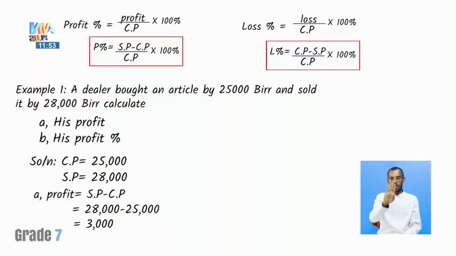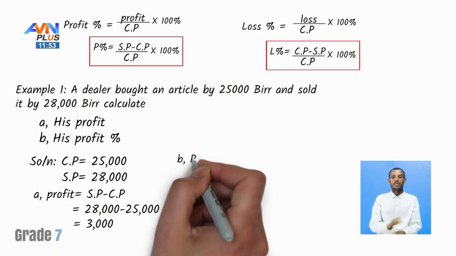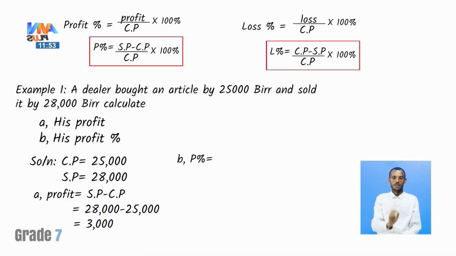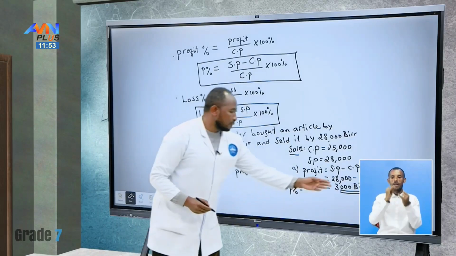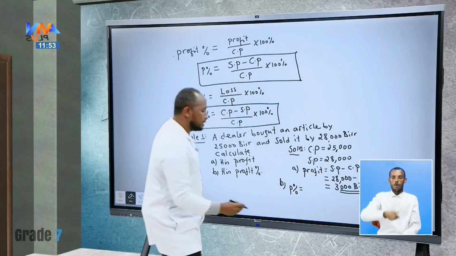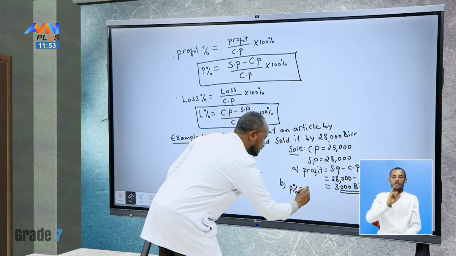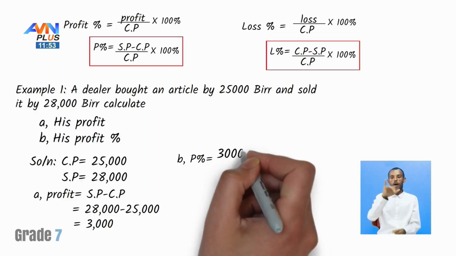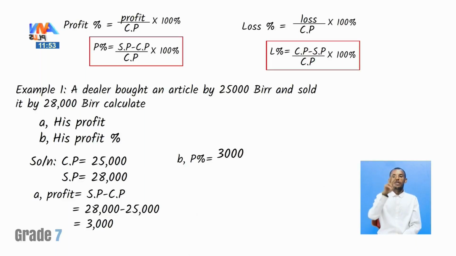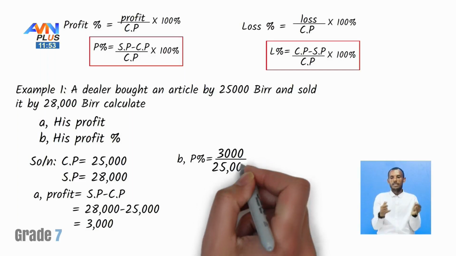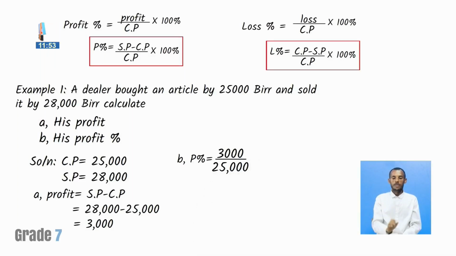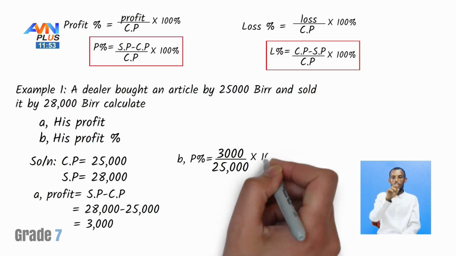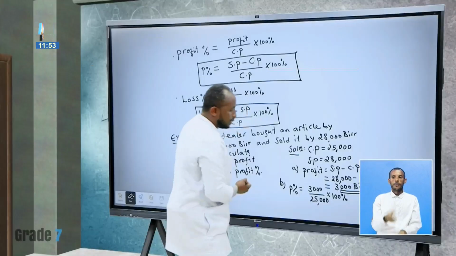Now, the second question is, convert his profit in terms of percent, or calculate his profit percent. Therefore, to calculate the profit percent, you divide the profit by the original cost. So here, the profit is 3,000. You divide this 3,000 by the original cost, which is 25,000, and then you multiply this fraction by 100% to convert it into percent. So you will have this.